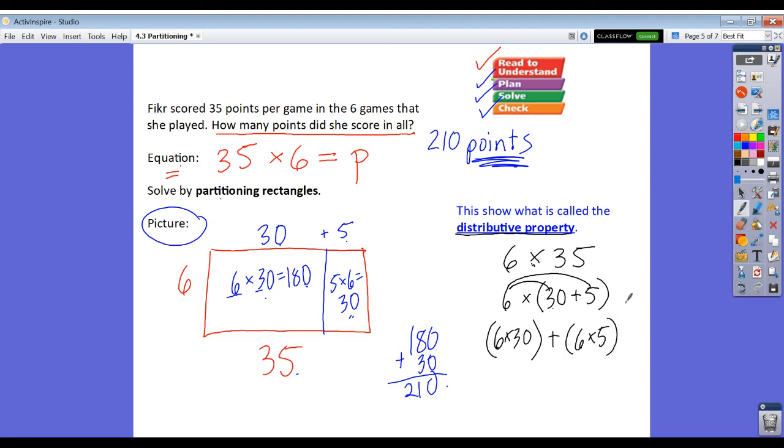And hey, don't those look familiar? 6 times 30. That's what we just did in our visual model. And 6 times 5, that's what you just did in your visual model. So again, we have 180 plus 30 equals 210. So that's just some fun math notation to show you how it looks as we describe this distributive property, that you can multiply by the parts. Enjoy practicing this strategy, and I look forward to seeing your work.